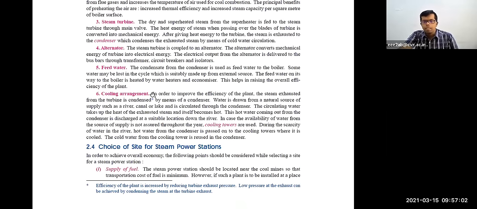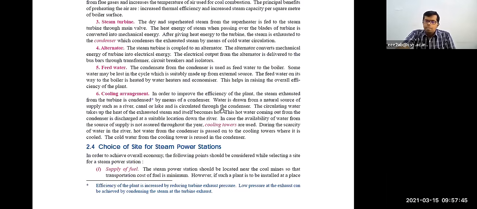Cooling arrangement is very, very important. Water is drawn from a natural resource like a river, canal or lake, and circulated to the condenser. The circulating water takes up the heat of the exhausted steam and itself becomes hot. This hot water coming out from the condenser is discharged to a suitable location down the river. Sometimes they cool this hot water and then discharge it to the river.